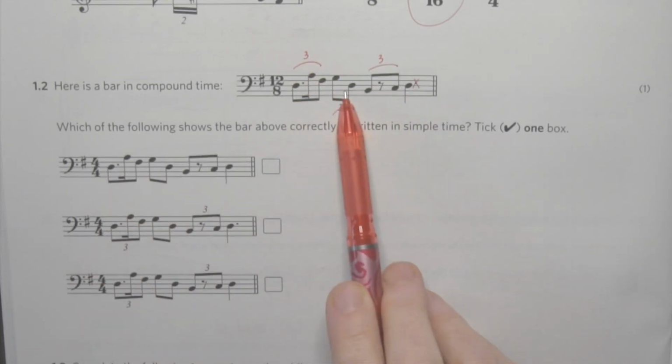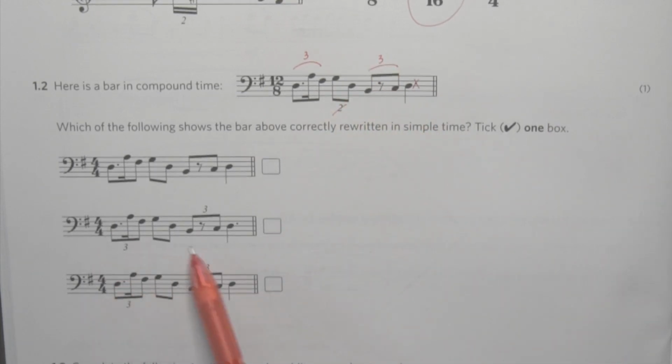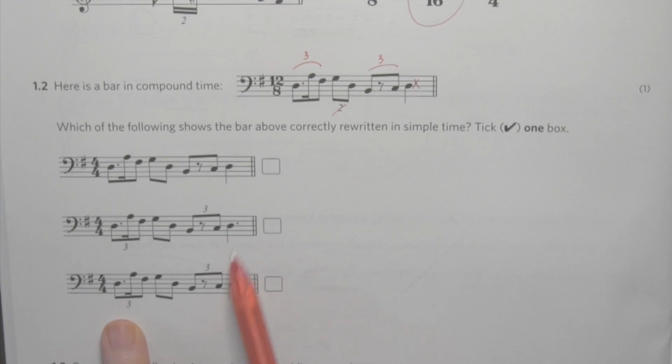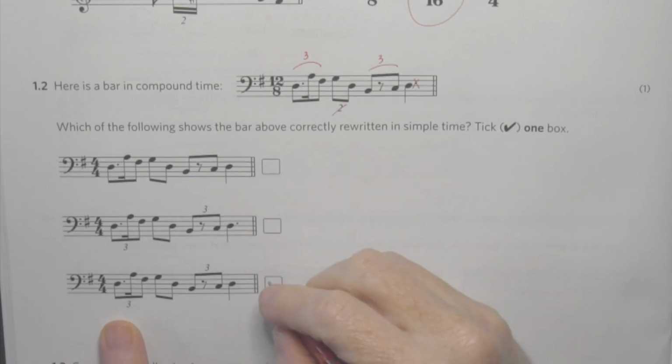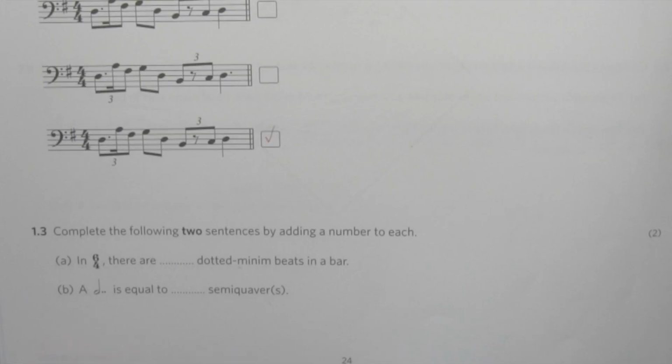3, triplet, duplet, triplet, crotchet. I believe it is this. The difference between these 2 is the dotted crotchet here. We can't have a dotted crotchet in simple time unless we have a quaver afterwards, or it's complicated. So this is the correct answer. Fantastic. Next question. In this question, we need to complete the sentences by adding a number in each.